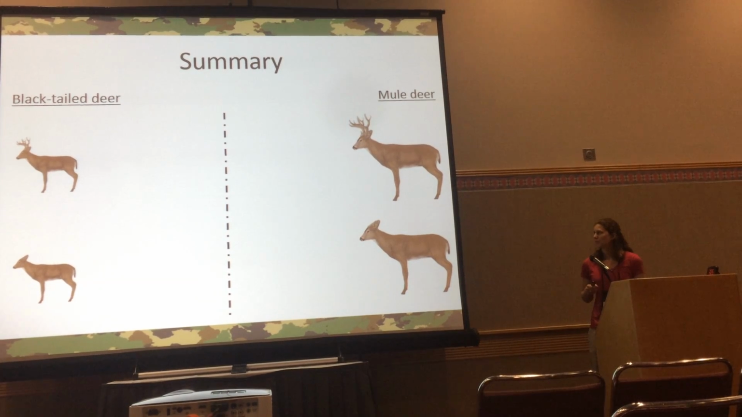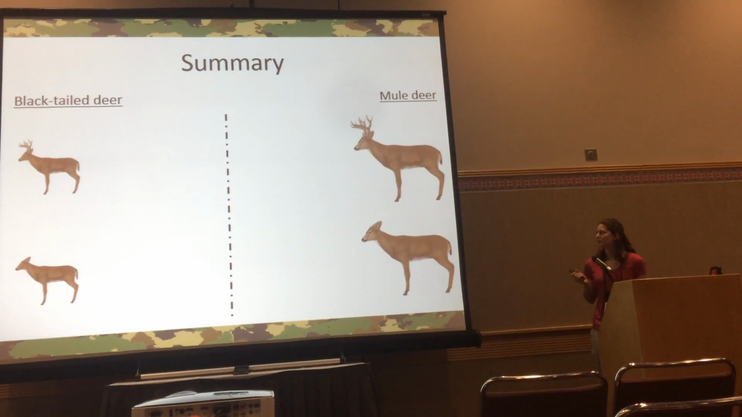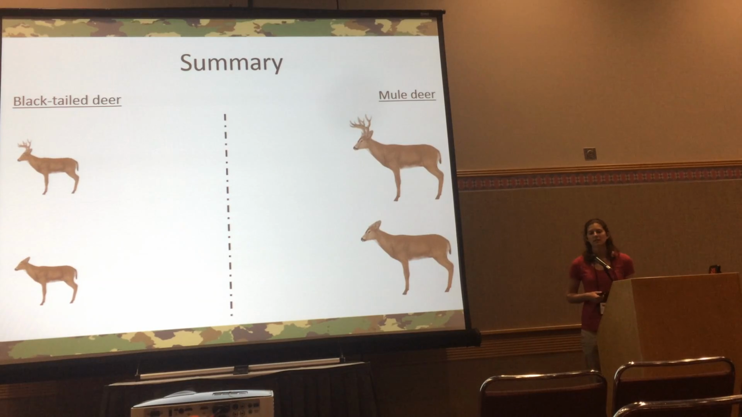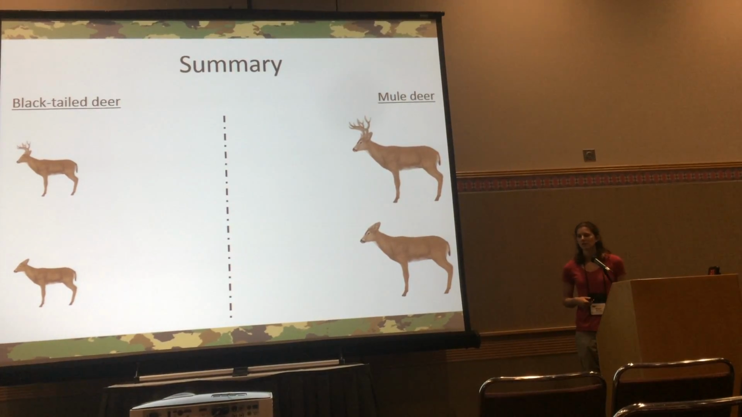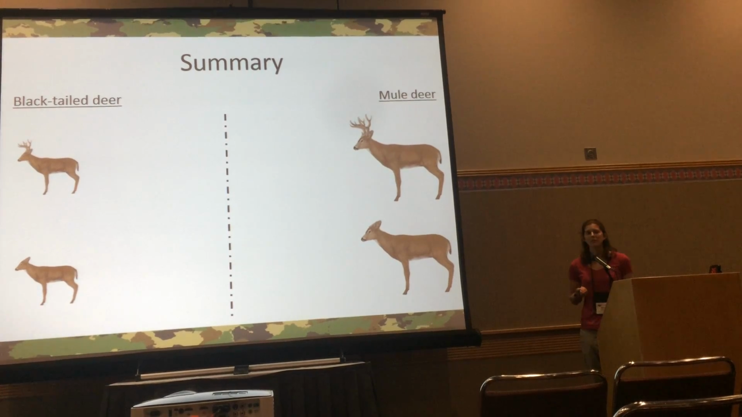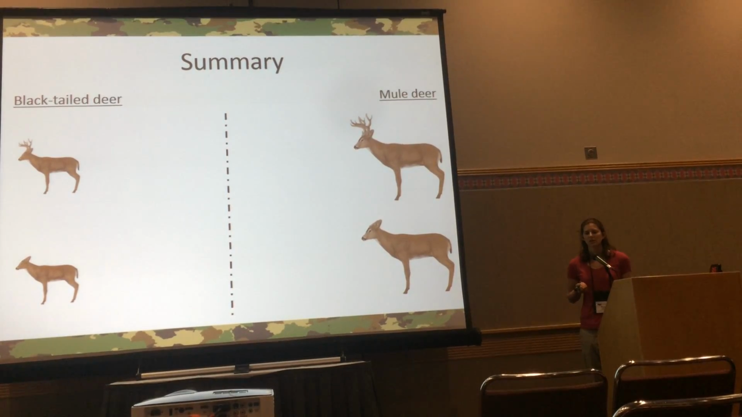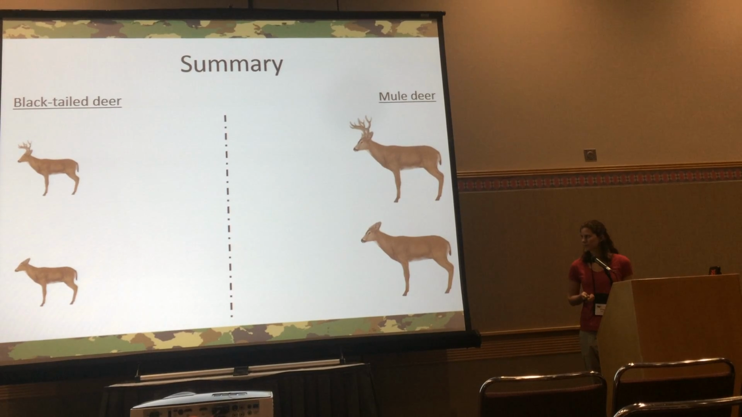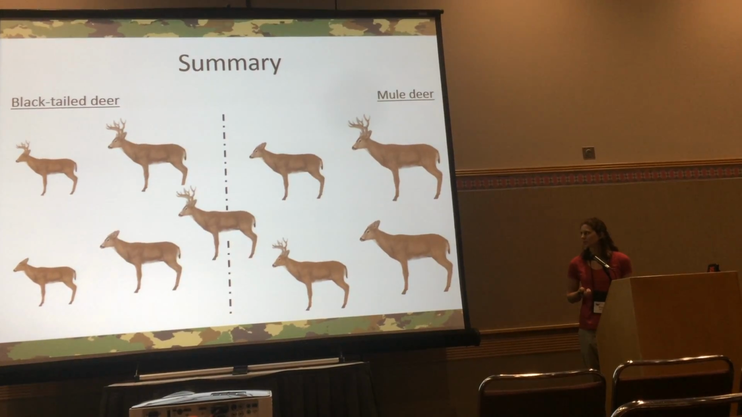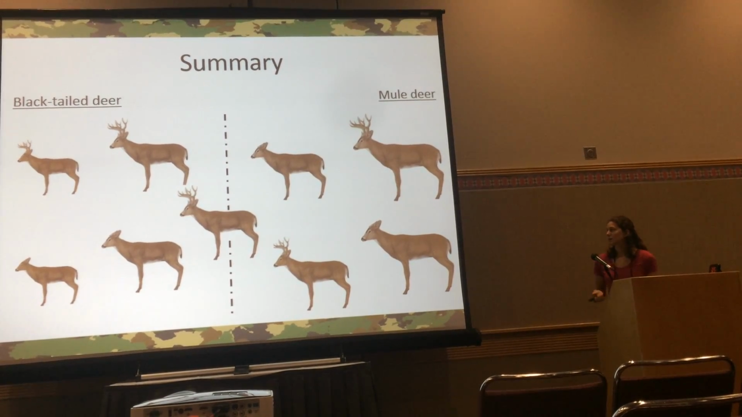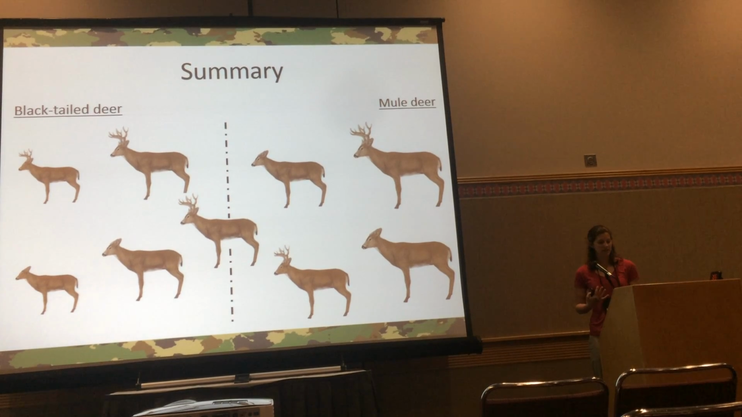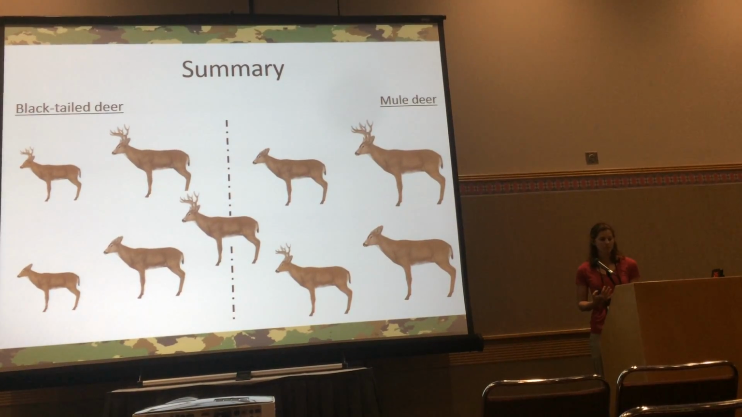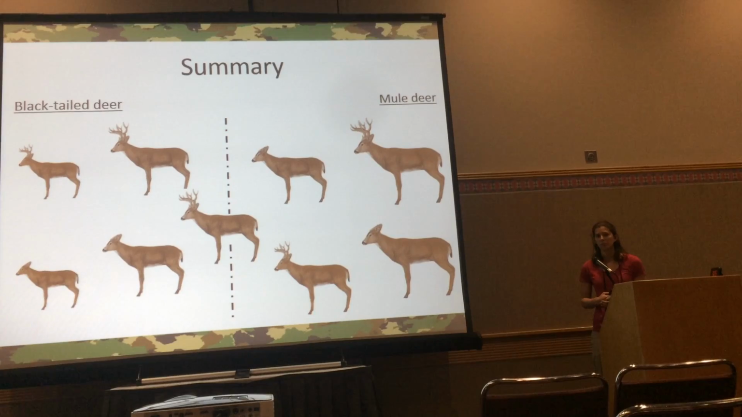So in two lineages, blacktail and mule deer, despite the fact that they have different habitats, they're very different sizes, and they have high mitochondrial divergence, they can still interbreed. And so we're still trying to get a grasp on what is allowing them to interbreed, but what is also preventing lineage fusion. And that's likely being driven by the ecology.